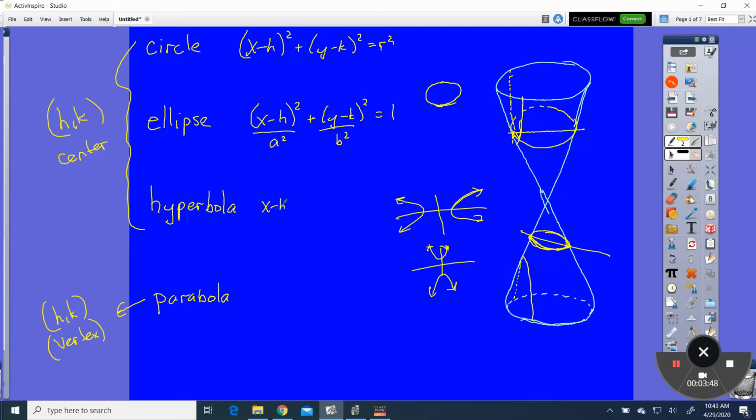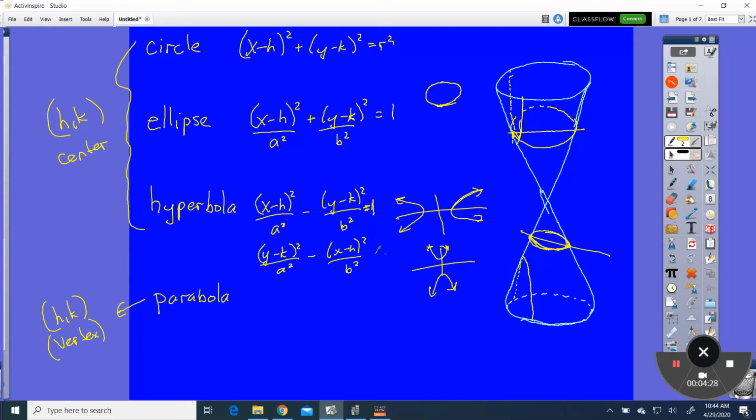Well, this formula looks like this: x minus h squared over a squared minus y minus k squared over b squared equals 1. That's the biggest difference between a hyperbola and an ellipse, the minus. This is a hyperbola that opens sideways. The one that opens up and down is this one: y minus k squared over a squared minus x minus h squared over b squared.